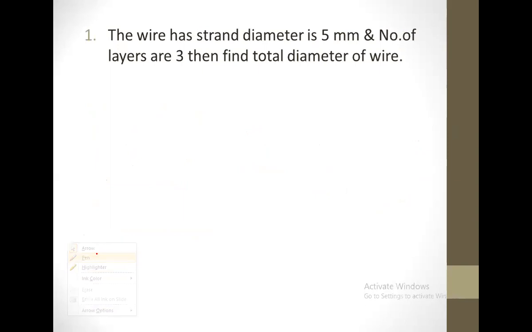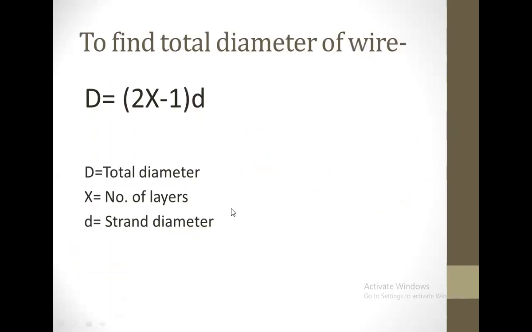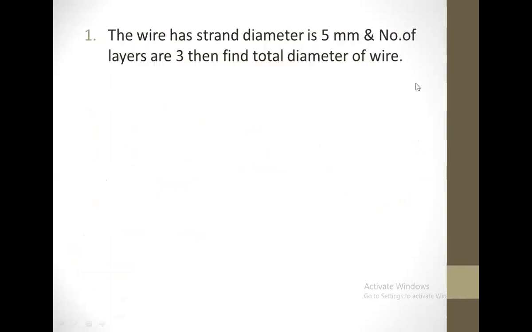Okay, next question is, the wire has a strand diameter of 5 mm. Strand diameter means what? Capital D or small d? Small d. Okay, then the number of layers, that means x is equal to 3. Then what we have to find? We have to find the total diameter of the wire. So first of all, write all the given quantities.